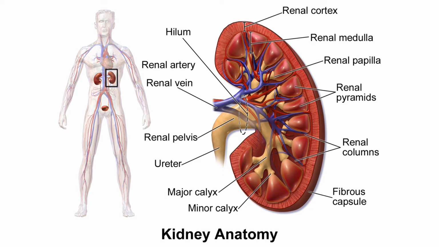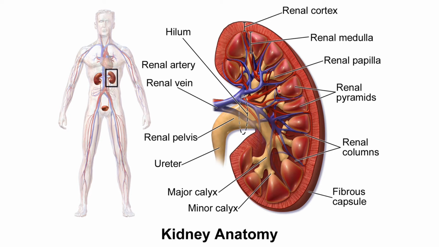Internally, the kidneys have an intricate and unique structure. The renal parenchyma can be divided into two main areas, the outer cortex and the inner medulla. Okay. The cortex extends into the medulla, dividing it into triangular shapes. Now, these are known as the renal pyramids. Now, the apex of a renal pyramid is called a renal papilla.